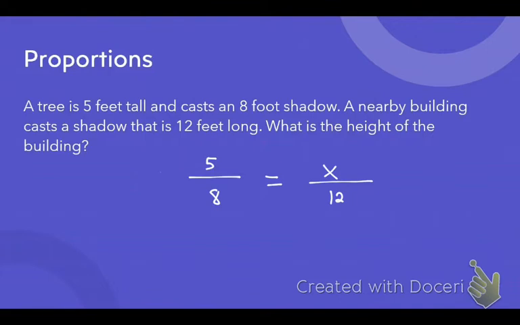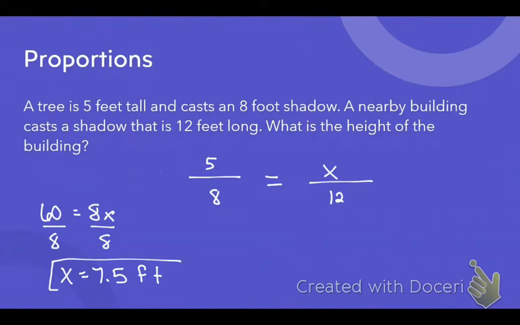All right, 5 times 12 is 60. 8 times x is 8x. Don't be afraid of your answer being a decimal. All right? A building can be 7.5 feet tall. It's a super tiny building. I mean, right? Like 7.5 feet, maybe it's like a little playhouse or something. I don't know. 7.5 feet is super short.